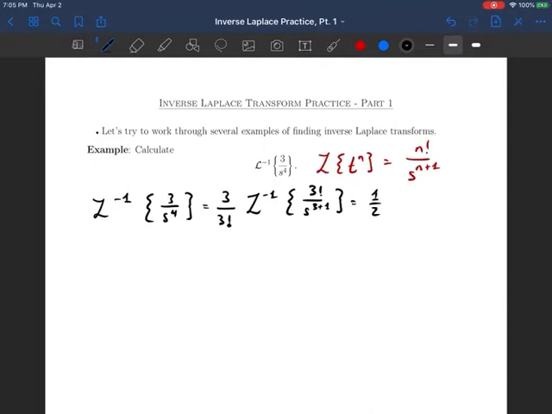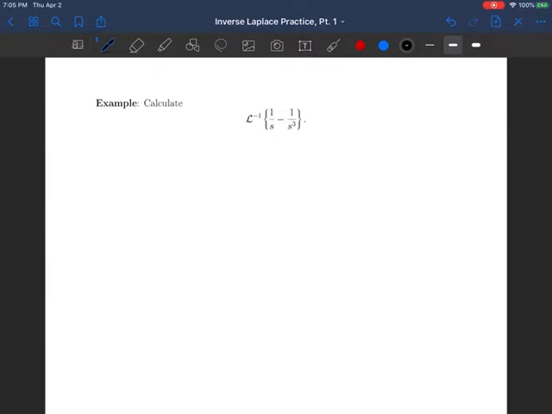All right, and now using the formula, first of all, 3 over 3 factorial is 1/2, and this is the inverse Laplace transform of t to the third. And that's all there is to it. That's our first inverse Laplace transform for today.